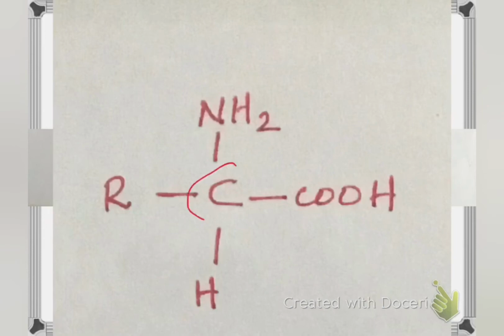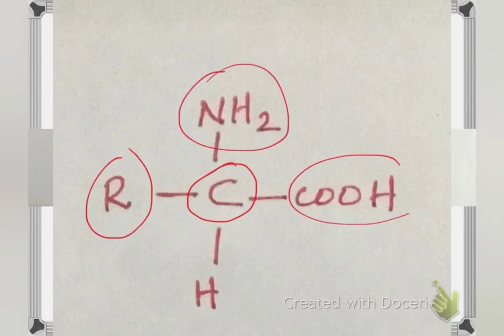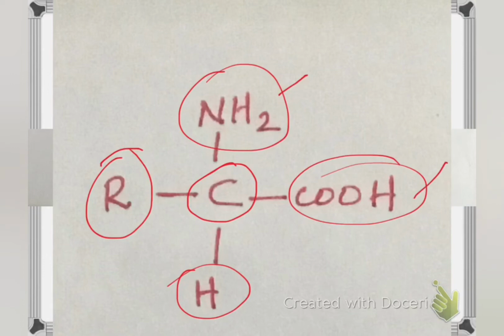Here we can see a central carbon which has tetravalency. Four different groups are attached to this carbon. One is hydrogen, another is an alkyl group, one NH2 group and one COOH group, the carboxyl group. So this amino acid contains a tetravalent carbon in which four different groups are attached: an alkyl group, that is R, an amino group, a carboxyl group and a hydrogen. So this is the basic structure of an amino acid.